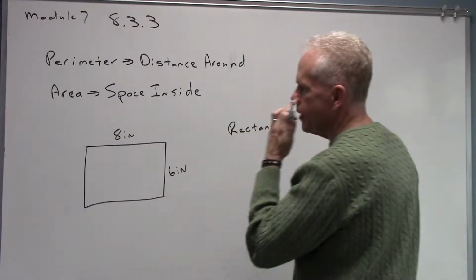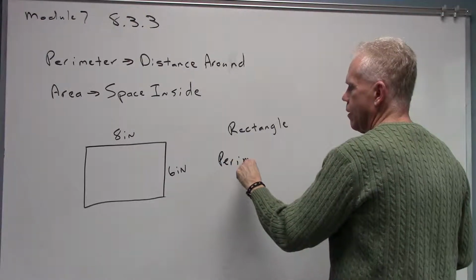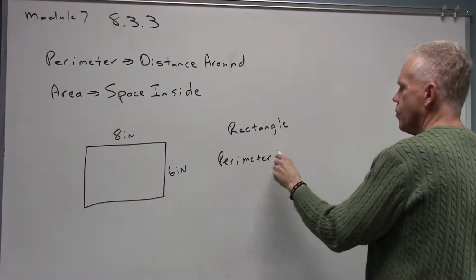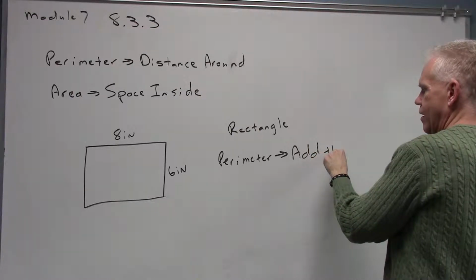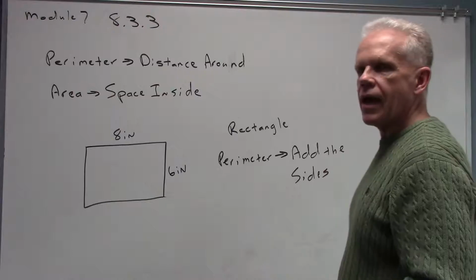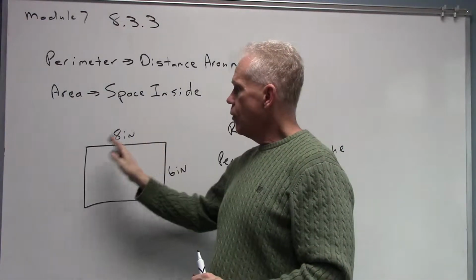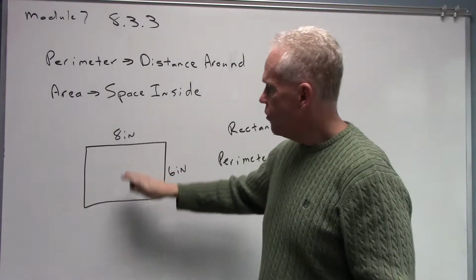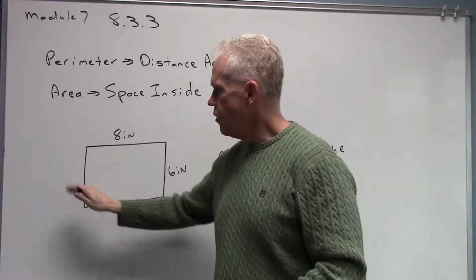So to get the perimeter, all we're going to do to figure out how far it is around that perimeter is add the sides. Okay, so we're simply going to add up the sides. Now, we're not just going to add up the two sides we see, we're going to make sure that we add the opposite sides as well. And in a rectangle, the opposite sides are equal to one another. So 8, 8, 6, 6.